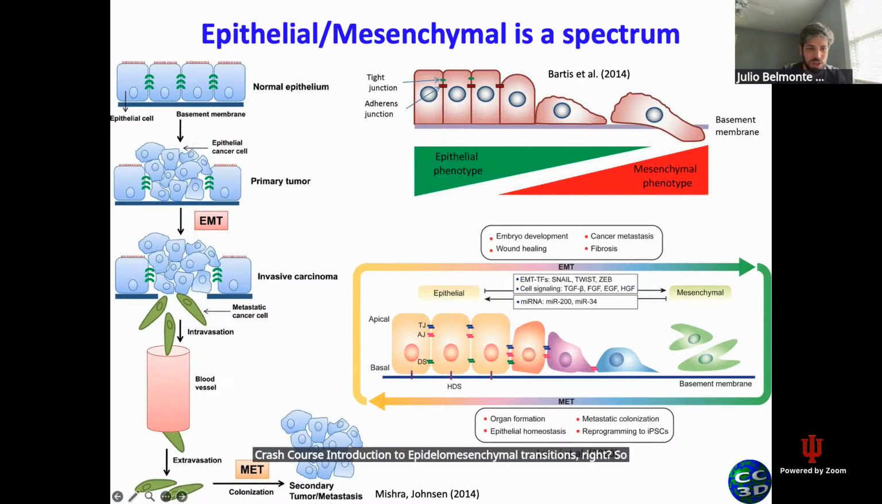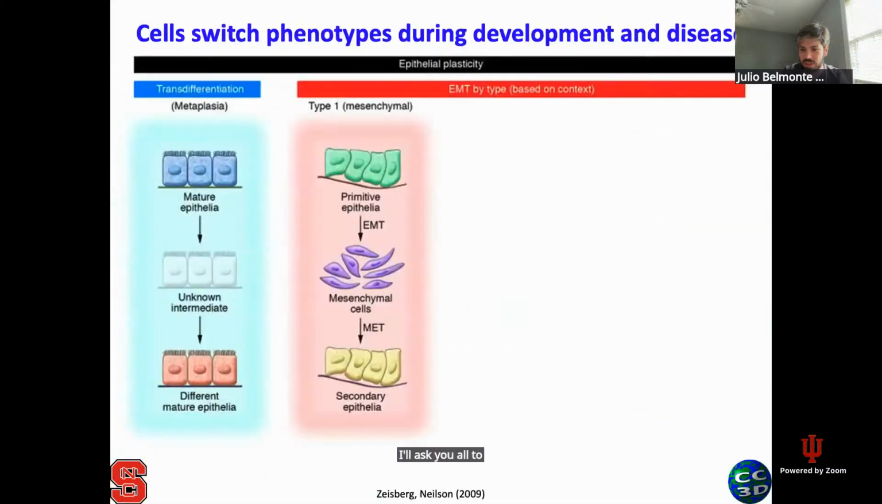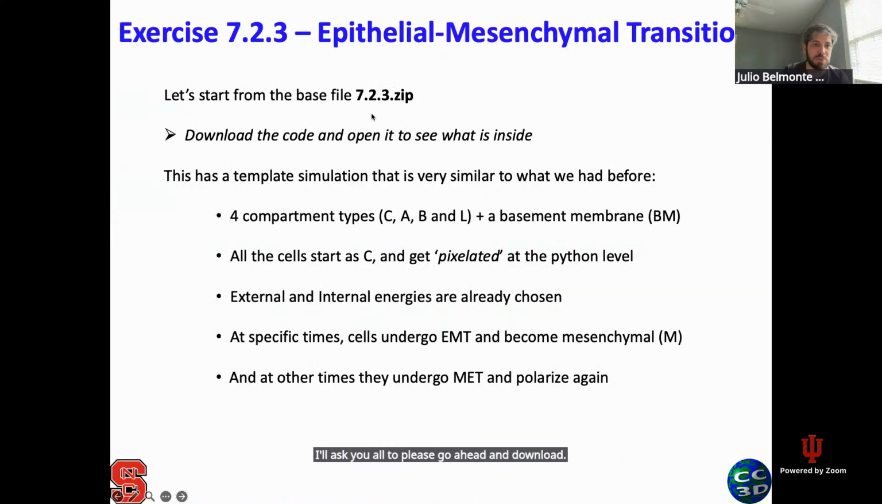So what you want to do now is make a model that's actually going to do these transitions back and forth. So I'll ask you all to please go ahead and download file 7.2.3 zip, and open it and take a look at what is inside.